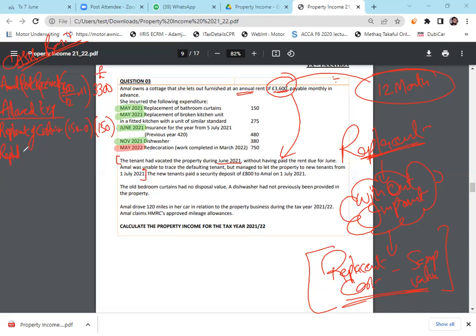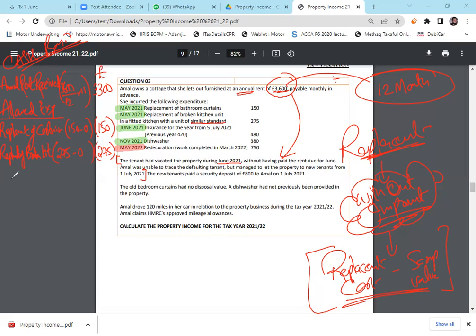Then replacement of broken kitchen units with a similar standard, right? Is it 275? Is it without improvement? Yes, the same unit means without improvement. Any scrap value given? No scrap value.